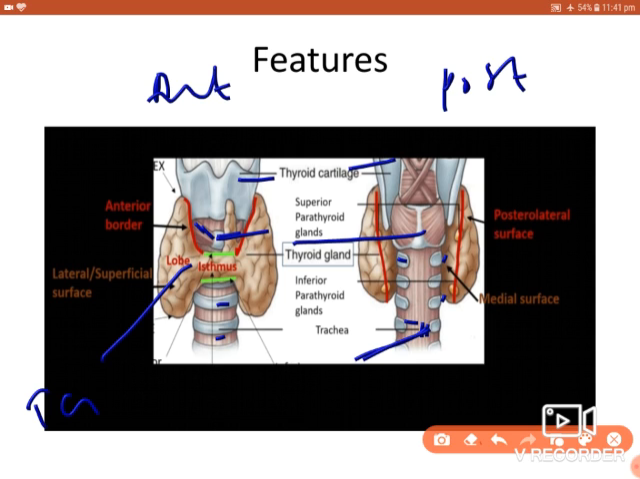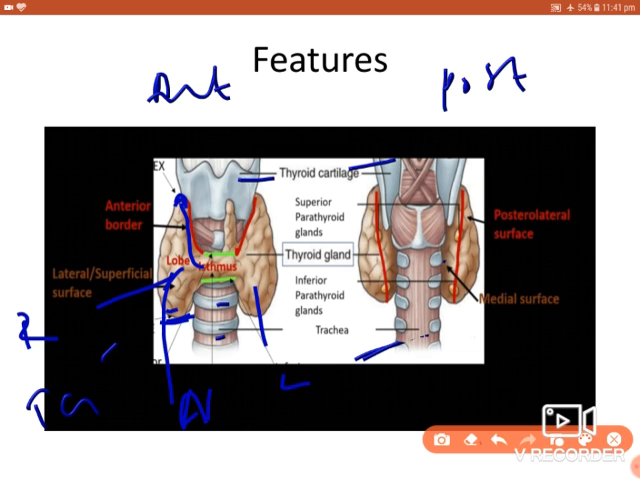Then coming to its external features, here the lobes and the isthmus. See, this is the right lobe, this one is the left lobe. This part is the apex, the pointed one. This part is the base. This is the anterior border. The surface here is the anterolateral surface. See, in the posterior aspect, this is the ill-defined posterior border, which relates to the superior and inferior parathyroid glands. This surface here is the posterolateral surface. The surface which faces medially towards the trachea is the medial surface.